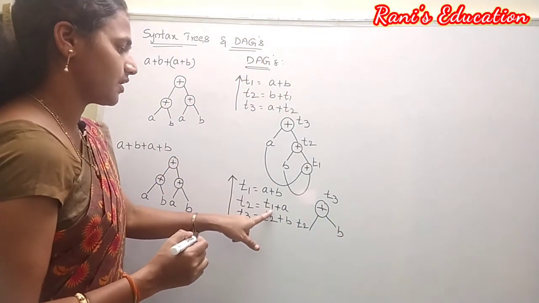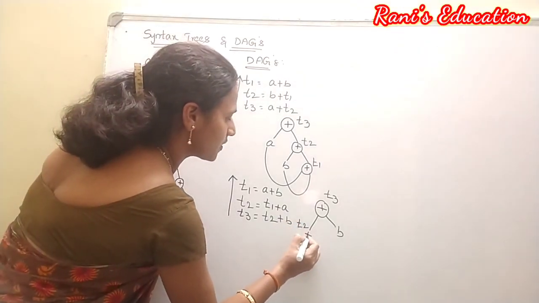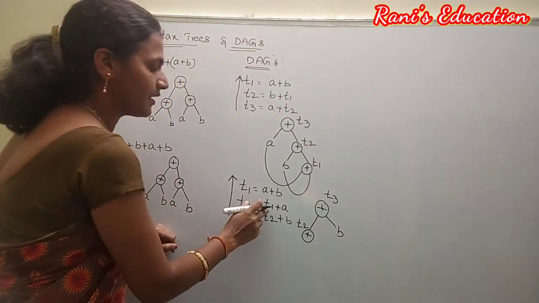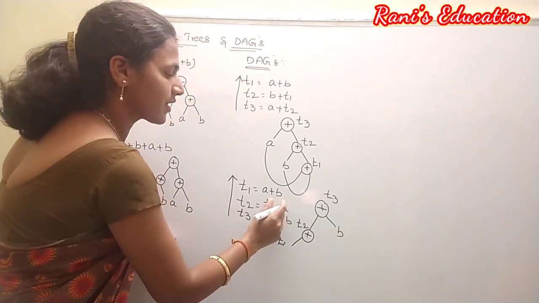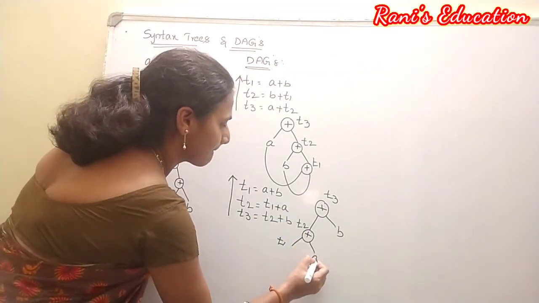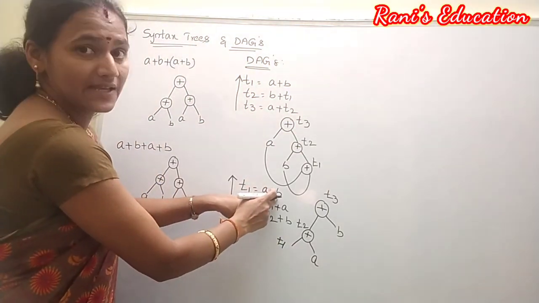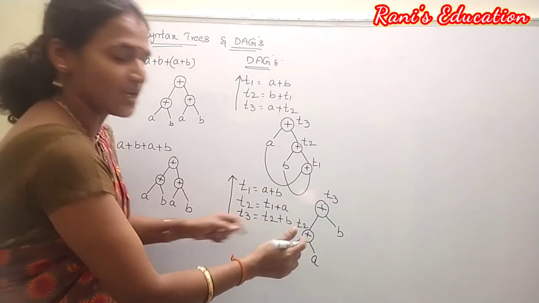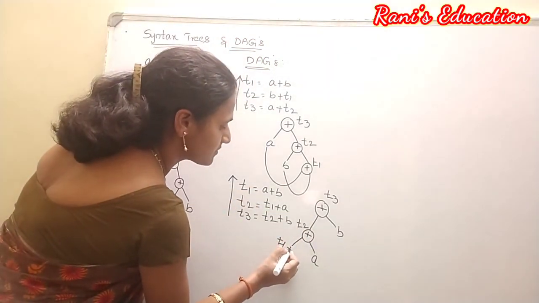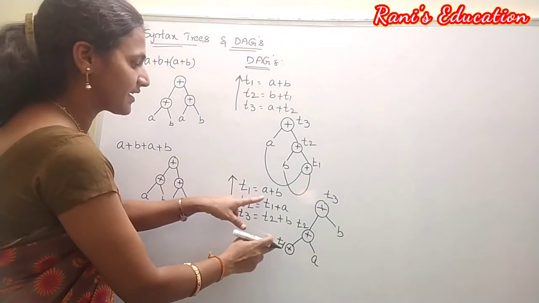So what is T2 here? T1 plus E. So here plus is the interior node for that, and T1 is left children. What about right children here? A. Right, this is T1. What is T1 here? A plus B. So what is the operator? That operator becomes the node. Okay, that is plus.